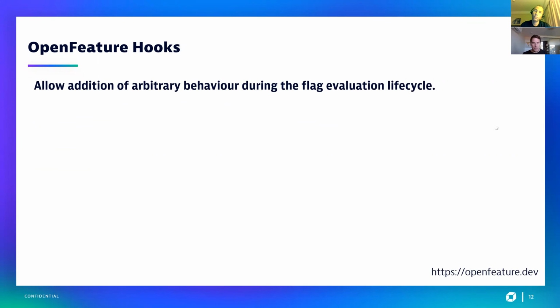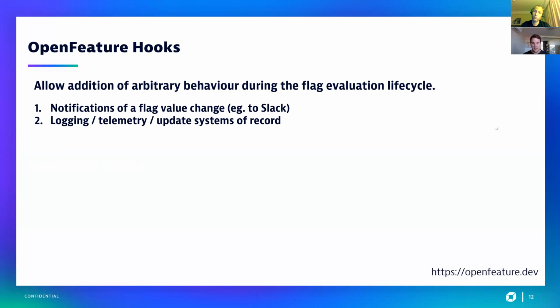So enabling and disabling a flag is really just one part of what you want to do. Again, the observability of that and what happens around it is really important. So OpenFeature hooks allow you to hook into the life cycle of a flag. Imagine when you enable a flag, you might want to notify somebody that is either about to happen or has happened to Slack or email or whatever the case may be. Logging, telemetry, updating systems of record, that's pretty important.